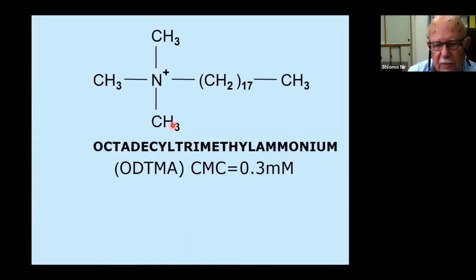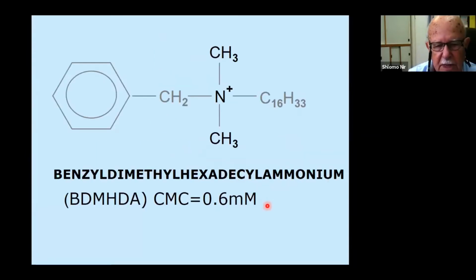An example of a cation, briefly ODTMA, has a chain of 18 carbons and a CMC of 0.3 millimolar; above this concentration, micelles appear. Another cation we call BDMHDA has a CMC of 0.6 millimolar. It also includes a phenyl ring to interact better with pollutants.